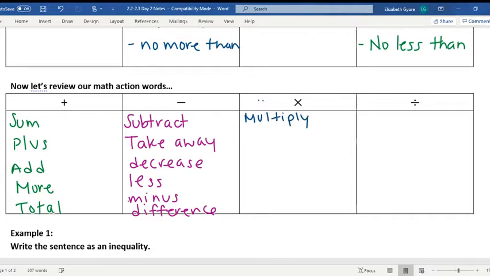So what are some other words that could mean multiply? Per. Per is a good one. We see that a lot in our word problems, right? Like $5 per hour. That means 5 times the number of hours. Times, absolutely. Any other ideas? There's a P word that means multiply. Product, good.